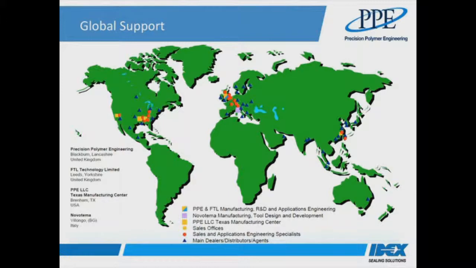Okay, you can see from this image that PPE also has a global presence across the major regions of America, Asia and Europe. Our headquarters are in the UK, in Blackburn, with the now 3 manufacturing sites in the UK and Italy and USA. We then have sales that operate across the various regions, either through our direct sales teams or a distributor or dealer network.